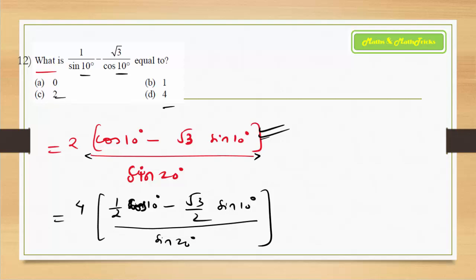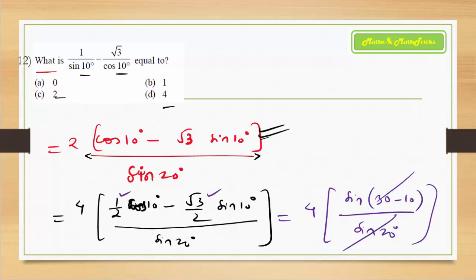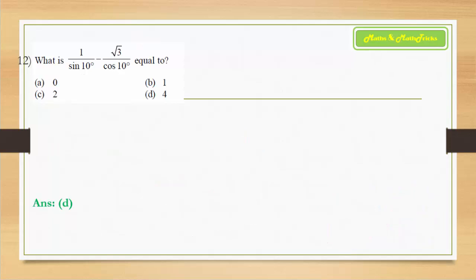So you can see that the numerator can become the compound angle formula by substituting this half as sine 30 and root 3 by 2 as cos 30. So sine 30 cos 10 minus cos 30 sine 10 is sine of A minus B. So it is ultimately sine of 30 minus 10, which is sine 20, which gets clearly cancelled. It always happens like that. For such non-standard angle based questions you have to try to get a compound angle formula set up. Hence the answer is option D for this question.